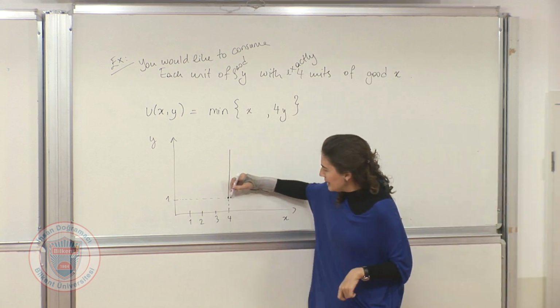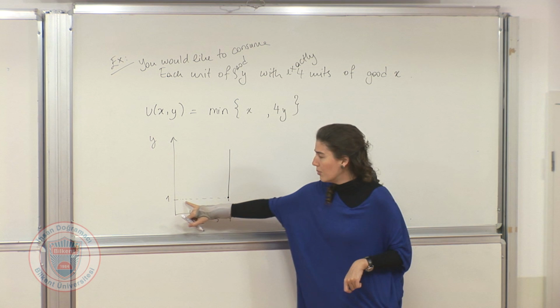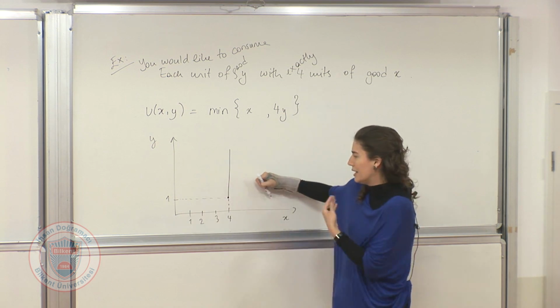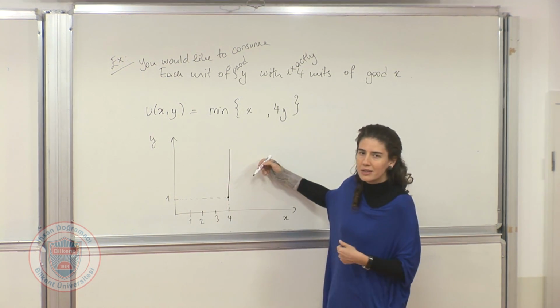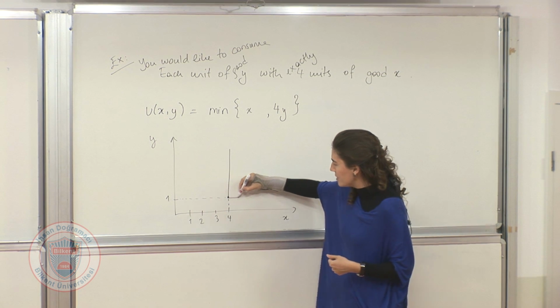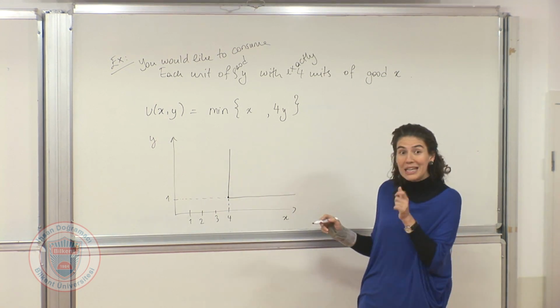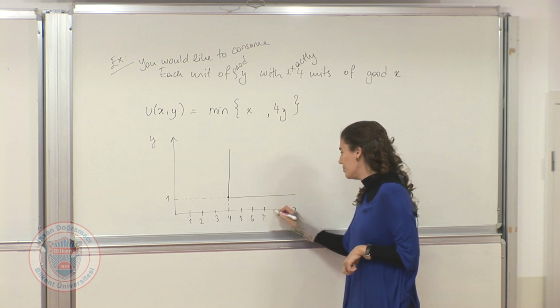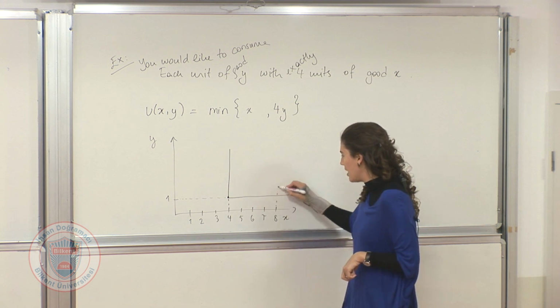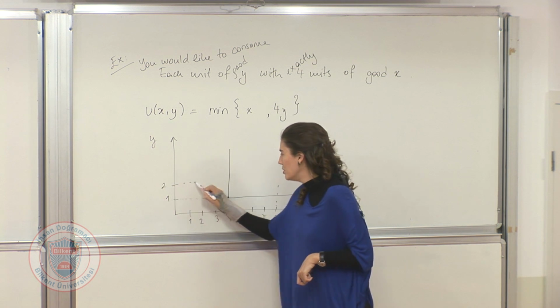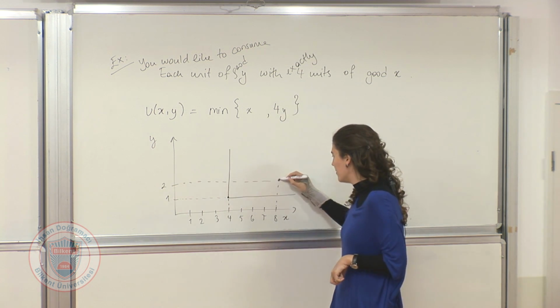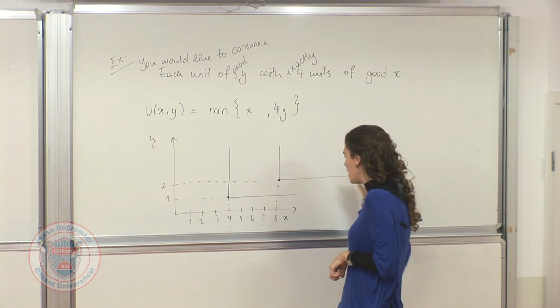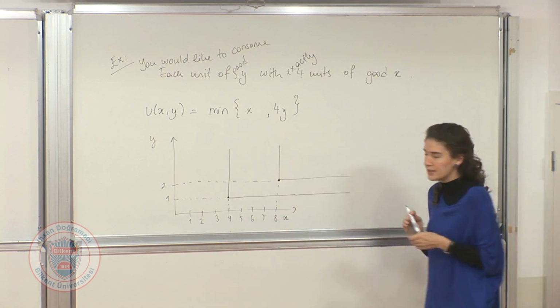And if you have 1y and let's say 5x, still it doesn't give you any extra utility. So remember, these are your indifference curves. And if you want to look for the other ones, let's do it at 8. Then you would have 2, and this is going to have 8. So you would have indifference curves like this.